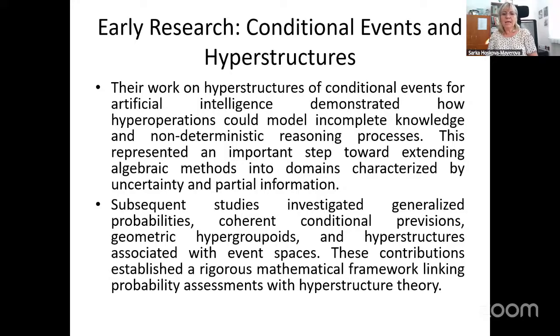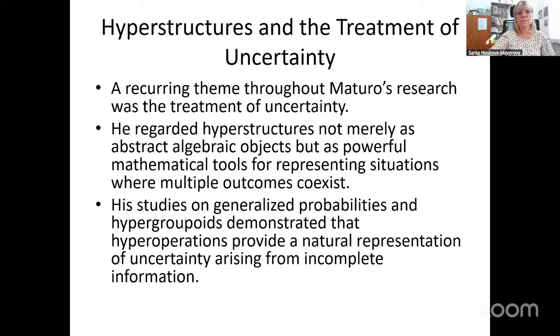Subsequent studies investigated generalized probabilities, coherent conditional previsions, geometric hyperstructures, and hypergroupoids. Geometric motivation was very topical for Antonio, and hyperstructures associated with event spaces. These contributions establish a rigorous mathematical framework linking probability assessment with hyperstructure theory. Now we can continue.